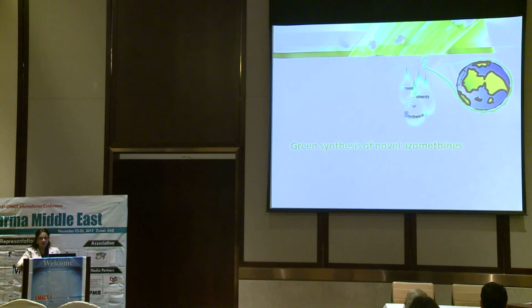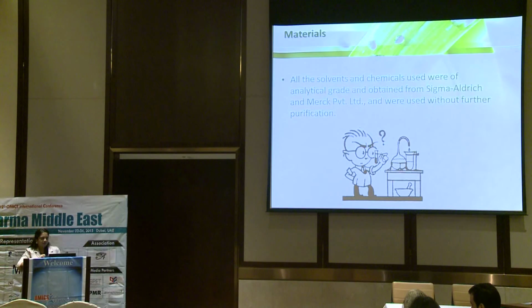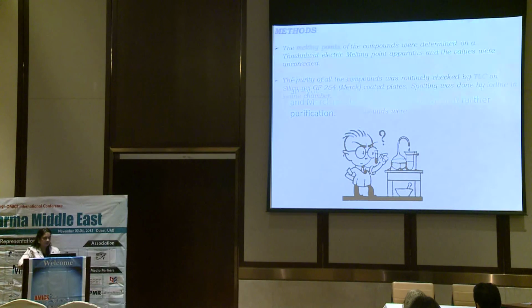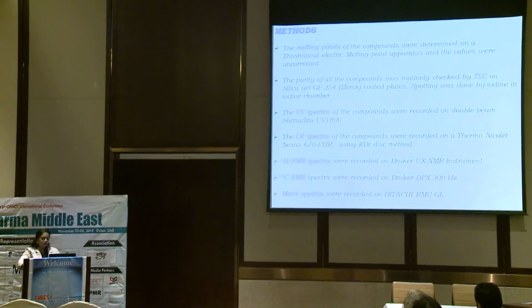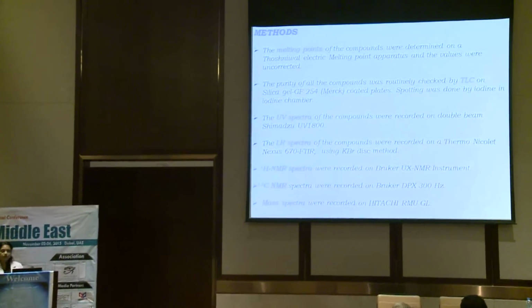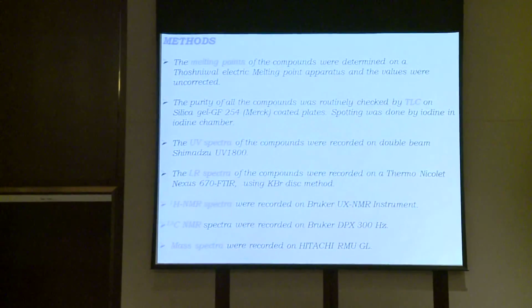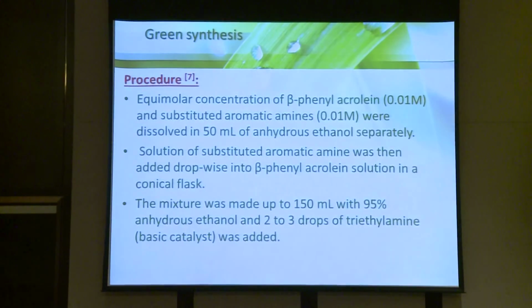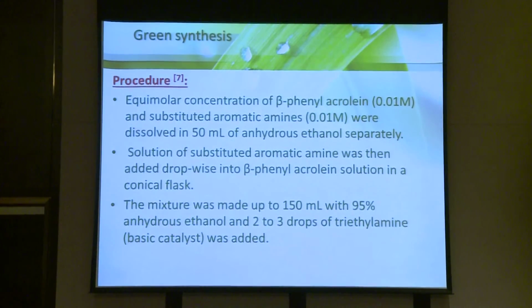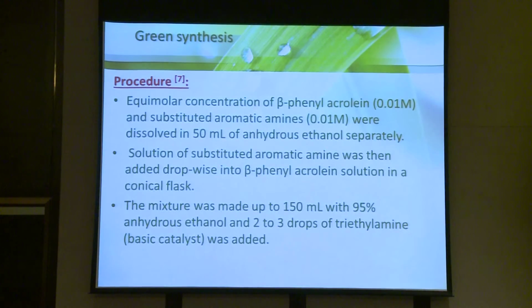Coming to the main part, I have made a small experiment of synthesizing novel azomethines by a greener technique. All the solvents that I have used were from Sigma-Aldrich. I found out the melting points, UV spectra, IR spectra, proton NMR, C13 NMR and mass spectra after synthesizing my compounds. The simple procedure I followed is, I took beta-phenylacrolein and combined it with substituted amines. Both were taken in equimolar concentration.